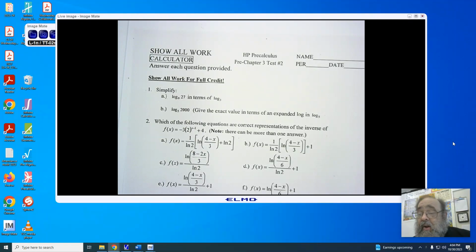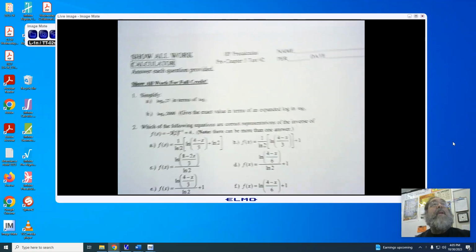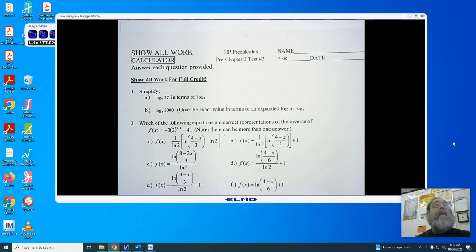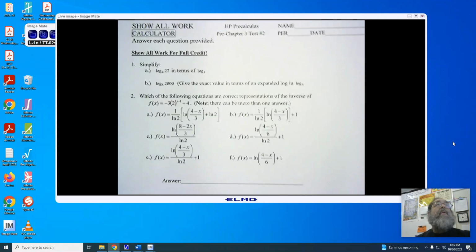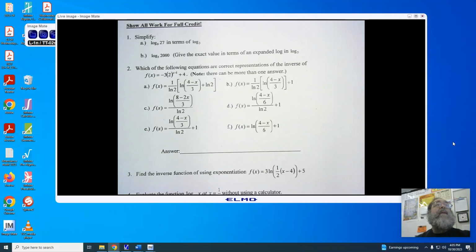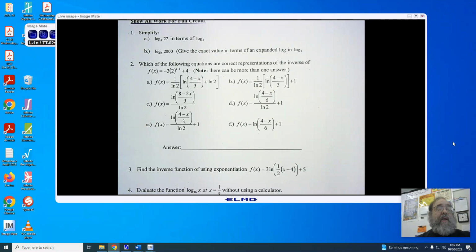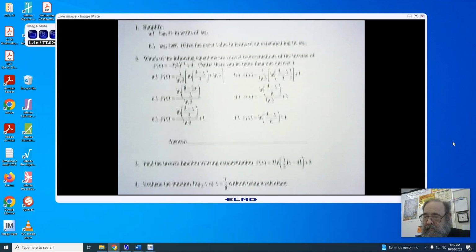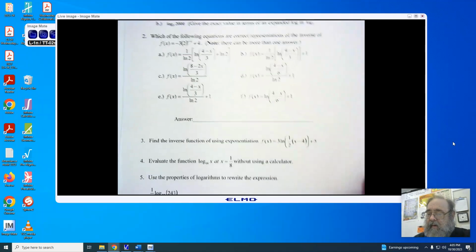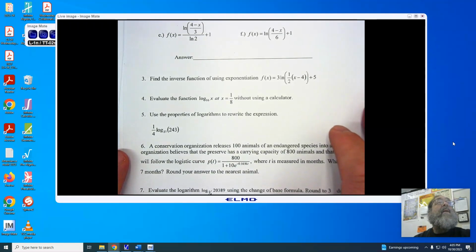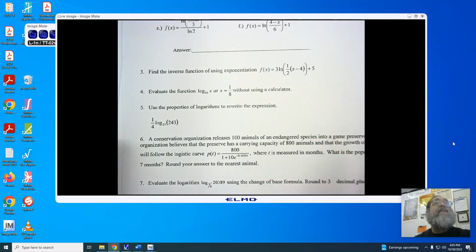Today we're going to be taking a look at the pretest for Chapter 3, Number 2. This is for Honors Pre-Calculus, so please, if you do not have that, please take a look at what I have up here, and I will try and give you the opportunity to take a picture of it. Here's 1, 2, and 3. Followed by 4, 5, 6, and 7.